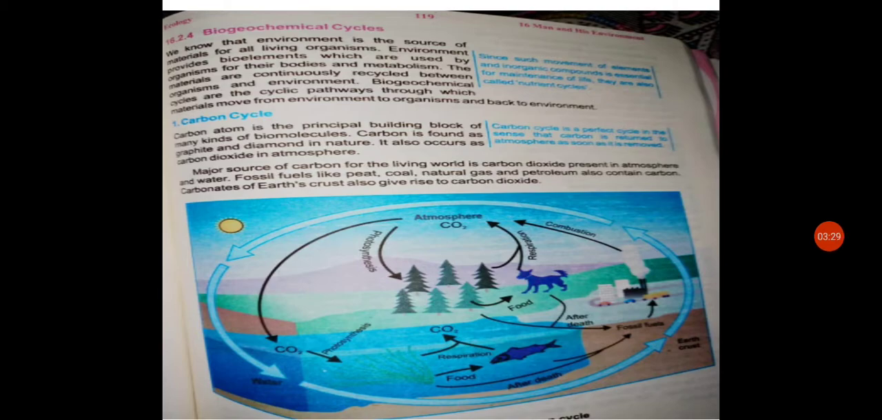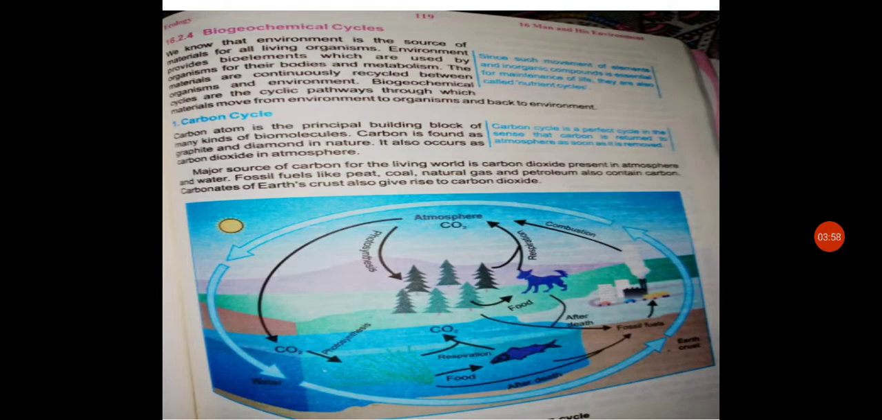Biogeochemical cycles are the cyclic pathways through which materials move from the environment to organisms and back to the environment. The carbon atom is the principal building block of many kinds of biomolecules. Carbon is found as graphite and diamond in nature. It also occurs as carbon dioxide in the atmosphere.